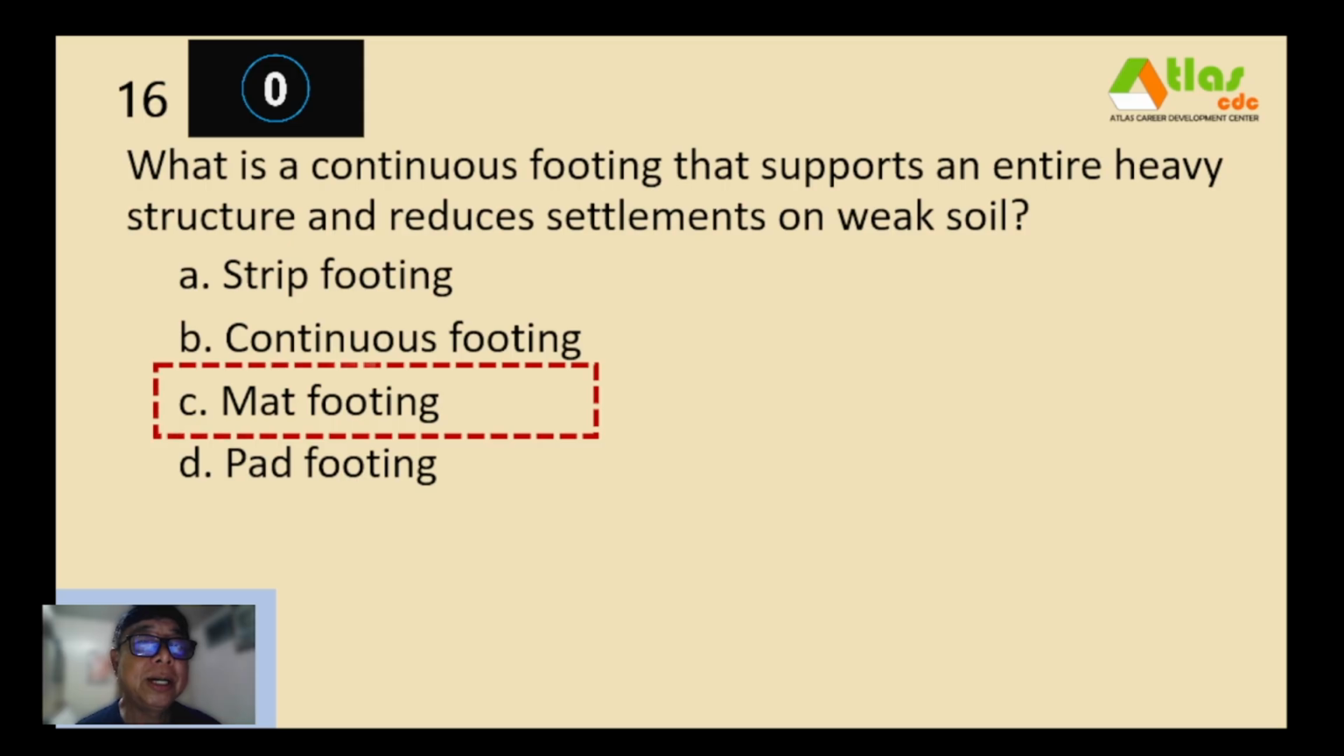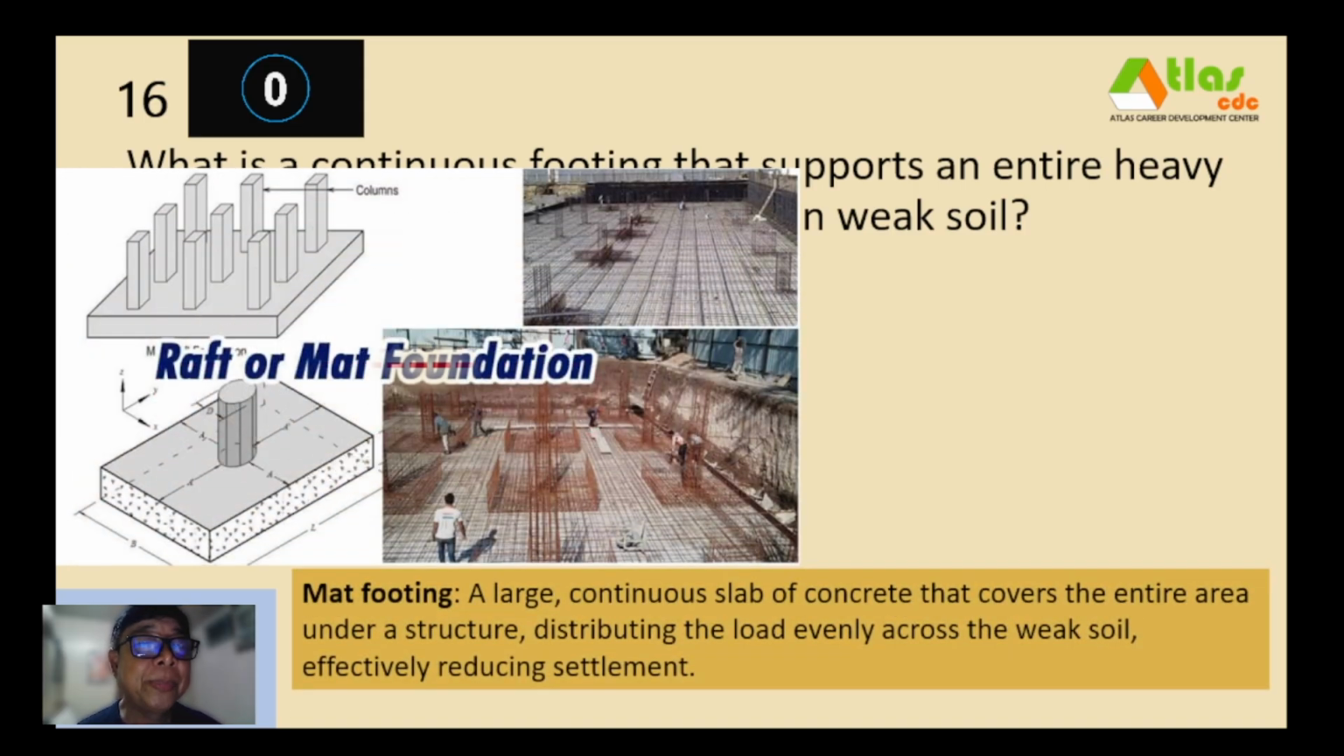And our correct answer is letter C, mat footing. So mat footing is a large continuous slab of concrete that covers the entire area under a structure, distributing the load evenly across the weak soil, effectively reducing settlement. So pinakabuong level ng lower floor ng building, yun ang magsisilbi as the footing. Medyo magastos nga lang, no? Dahil makapal din yung magiging thickness nitong footing na yan. But because of the weak soil kasi, no?